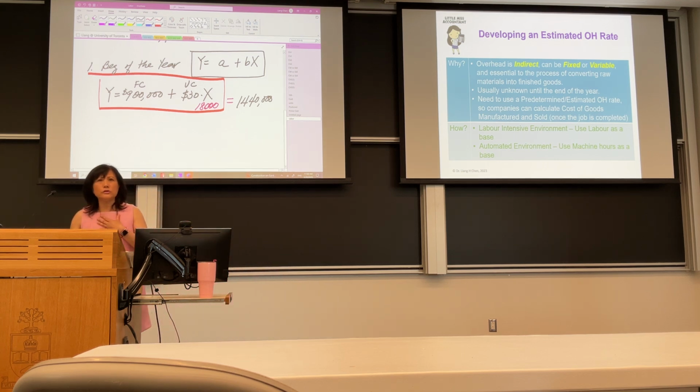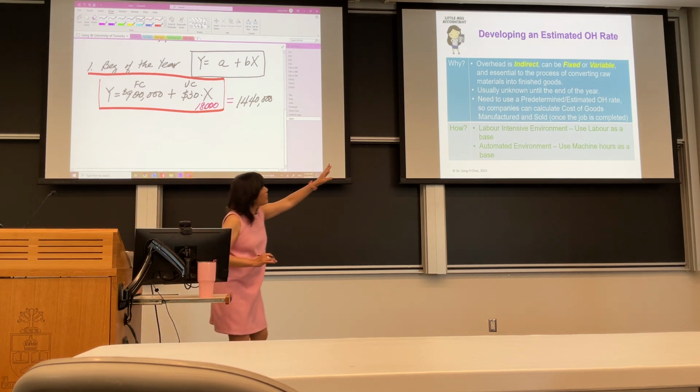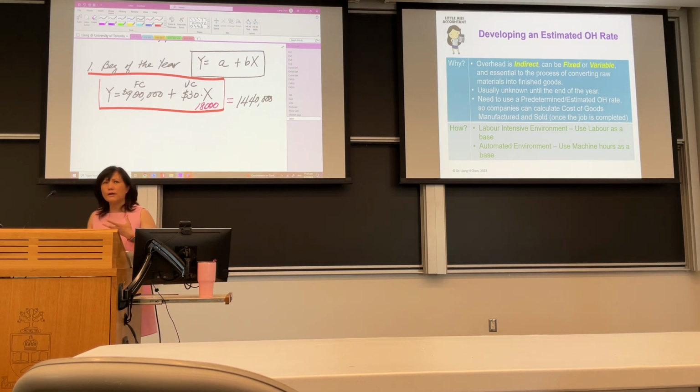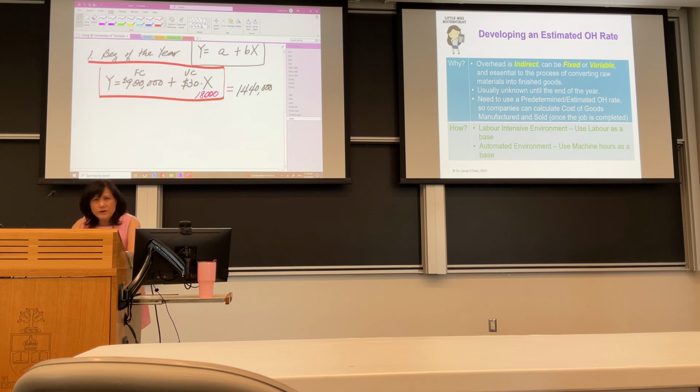Okay, so what do I have to do? I have to figure out the estimated rate to charge, $40. How do I figure out $40? So I will figure out the total estimated overhead costs at the beginning of the year, $1.44 million.